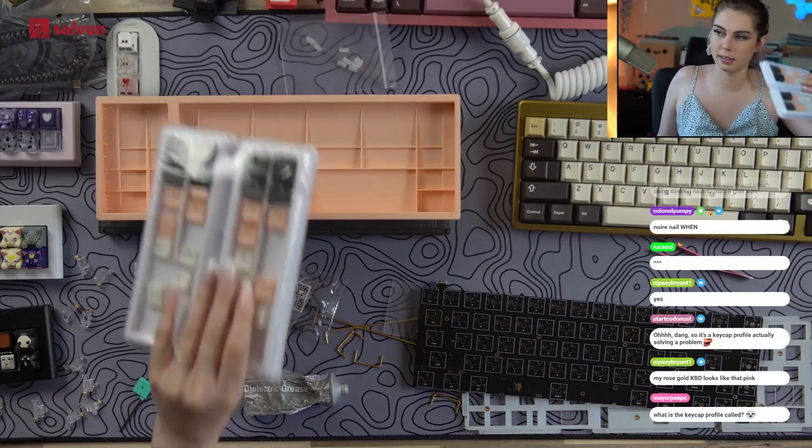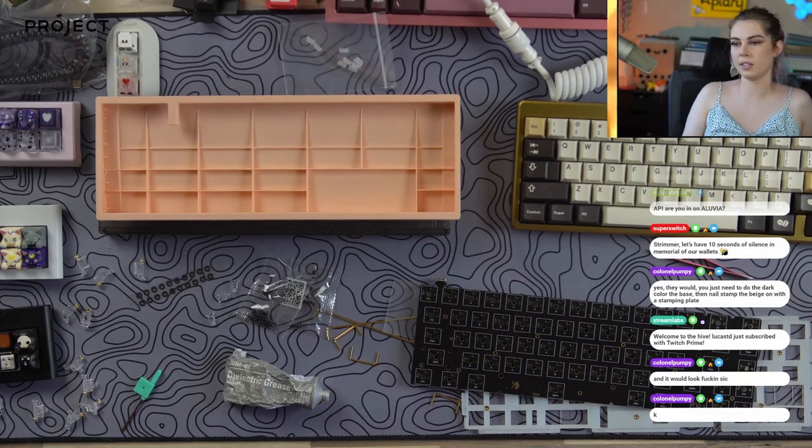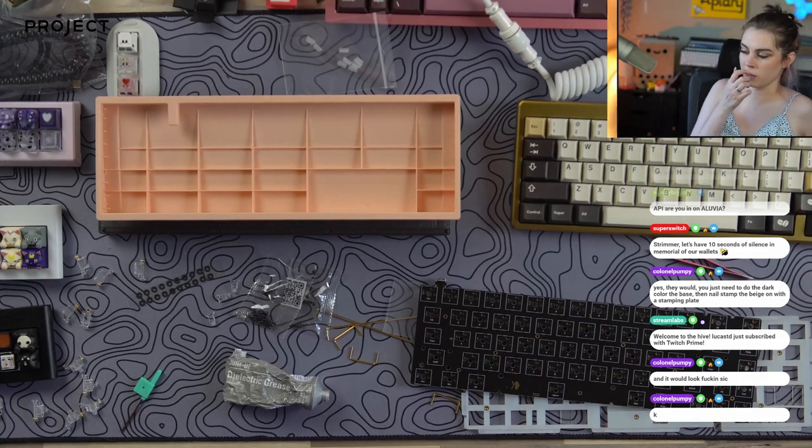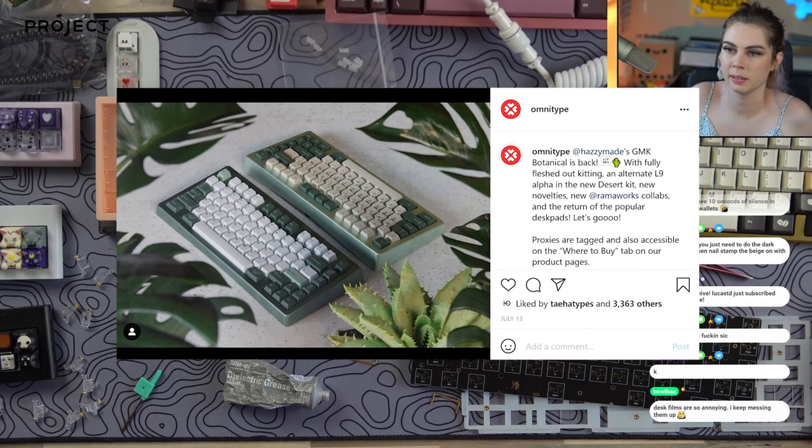That's the best reference. Let's have 10 seconds of silence in memorial of our wallets. Yeah, actually, I'm here for that. Let's have 10 seconds of silence in memorial for everybody's wallets after the announcement of Botanical Round 2. May they rest in peace.